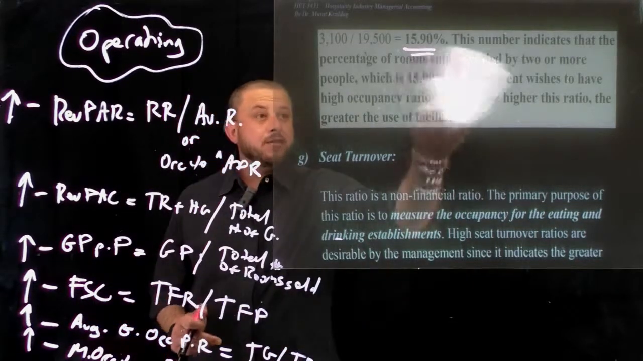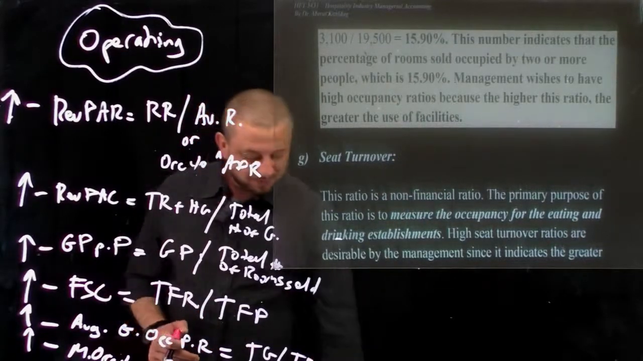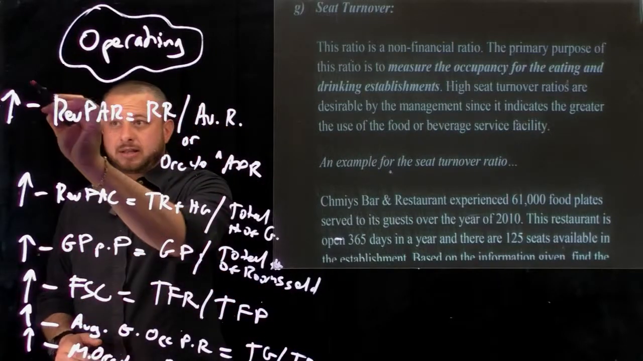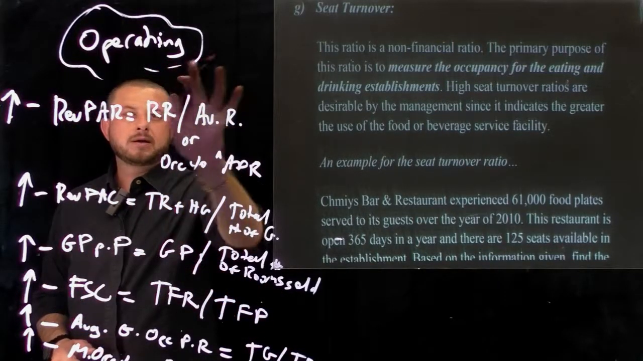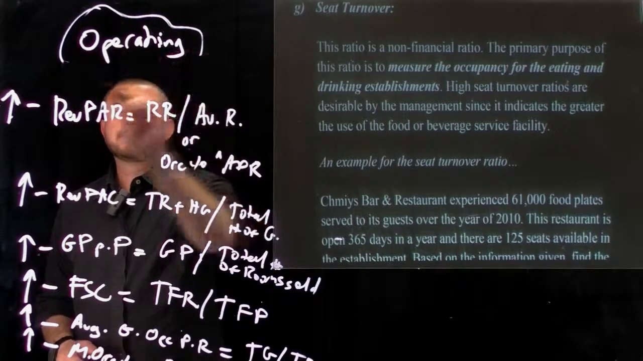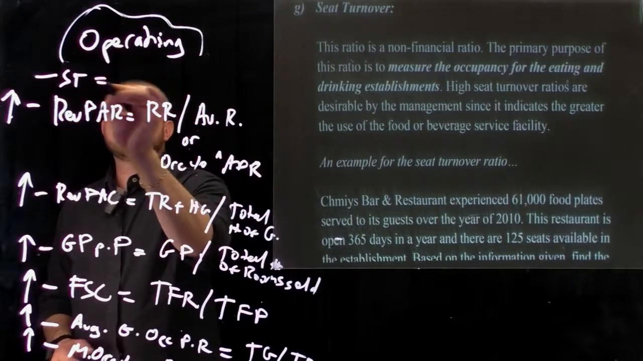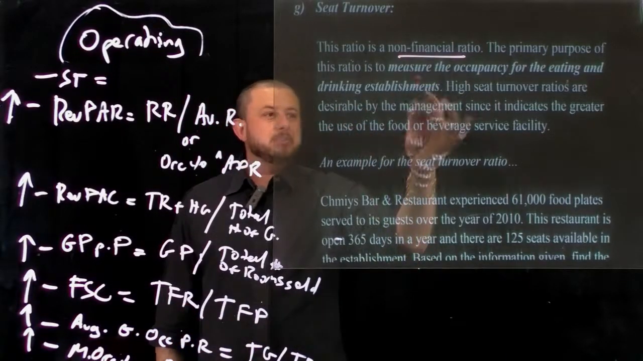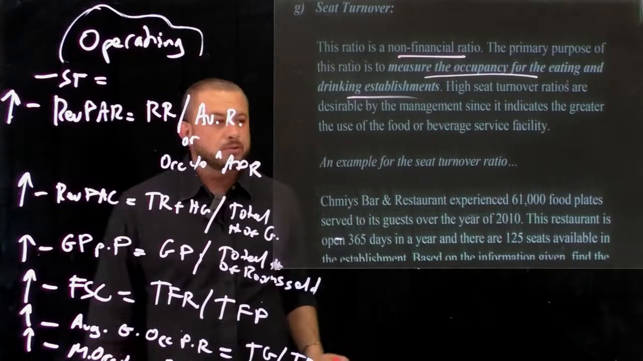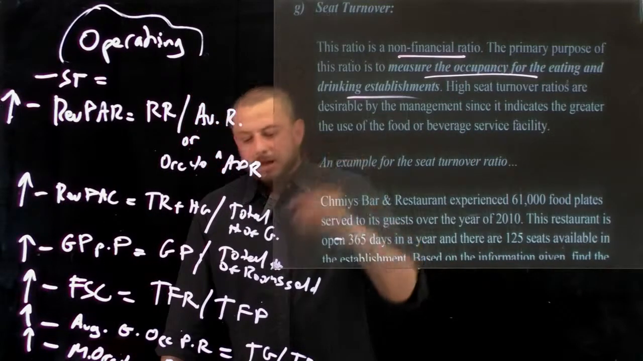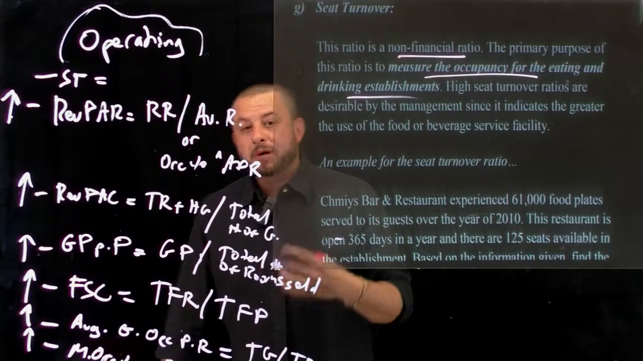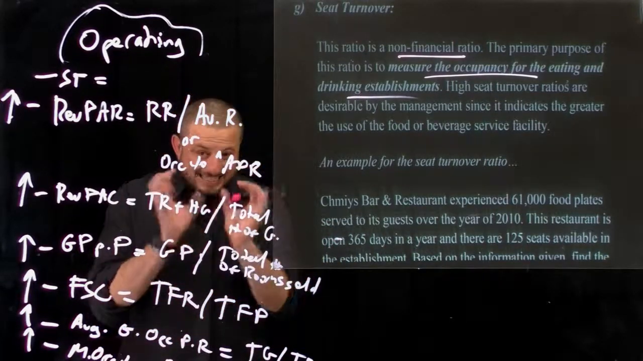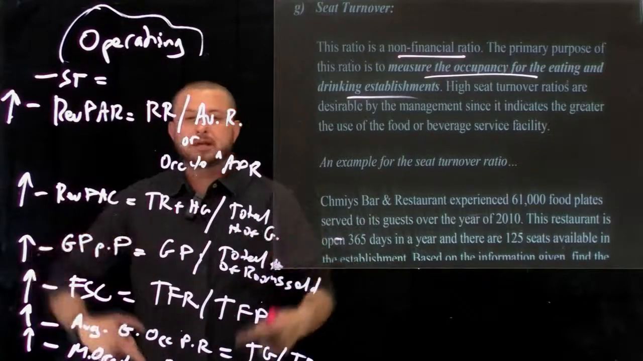The last ratio we have, guys, I promise this is the last ratio. Seat turnover. I don't have the space over here, so I'm just going to write on top. ST, seat turnover. It's a non-financial ratio used by restaurants mostly, measures occupancy for eating and drinking establishments, okay? It shows the usage of food and beverage establishments by your customers. How many times a seat in a restaurant is turned by the customers.